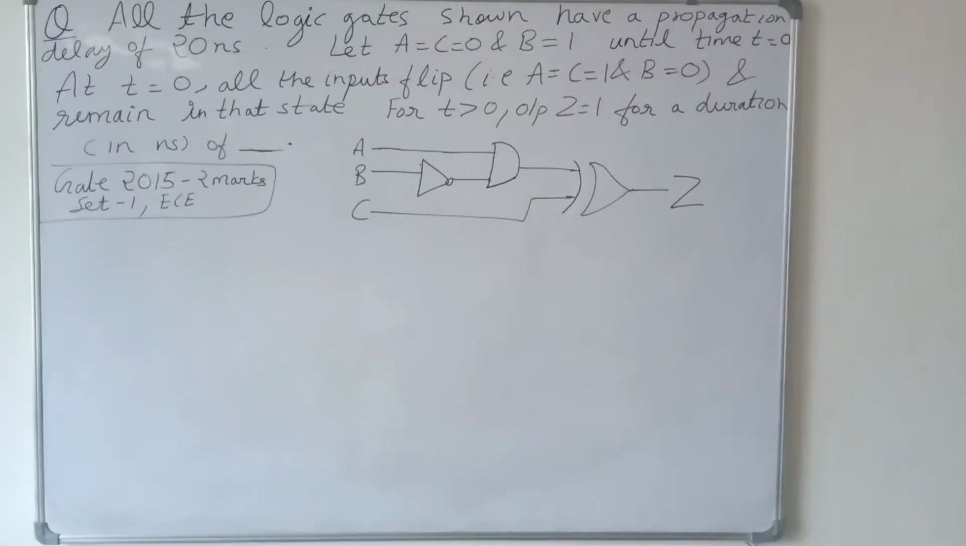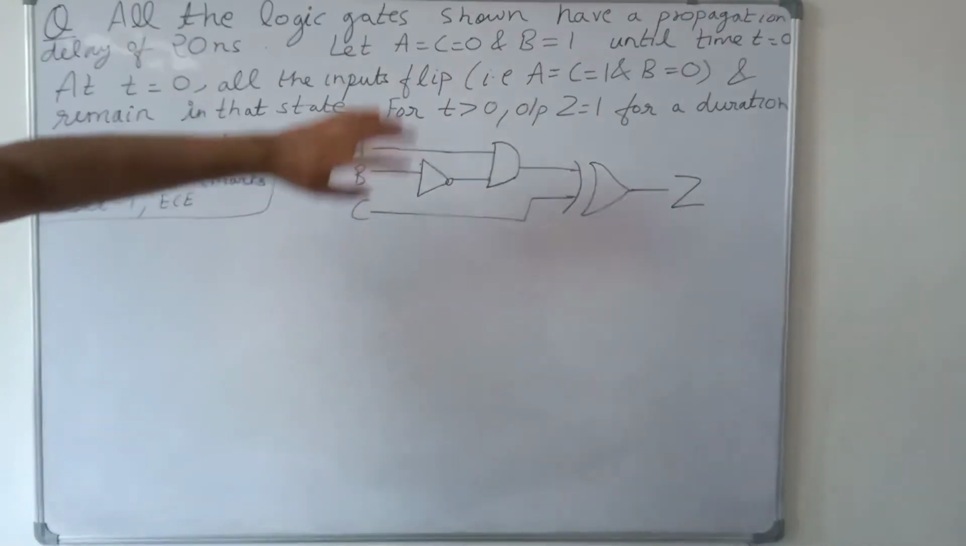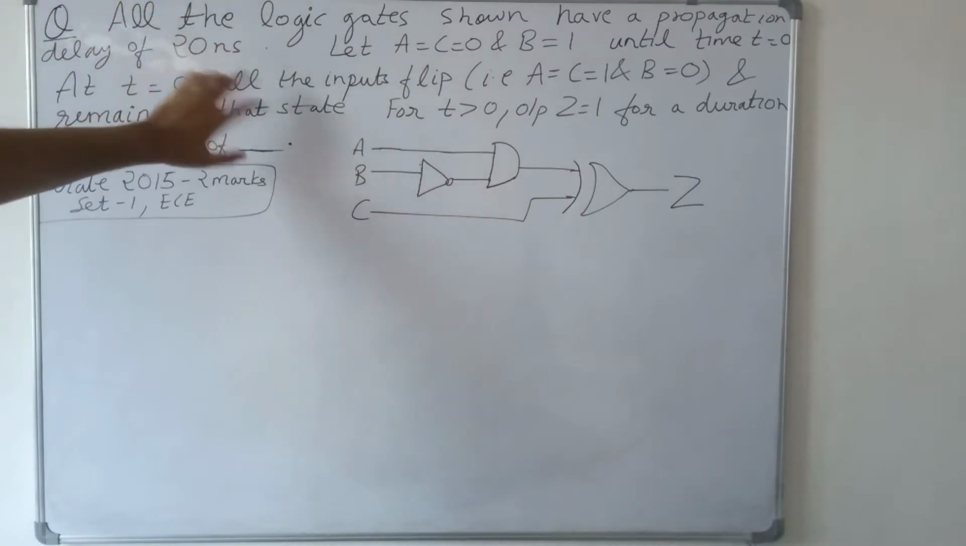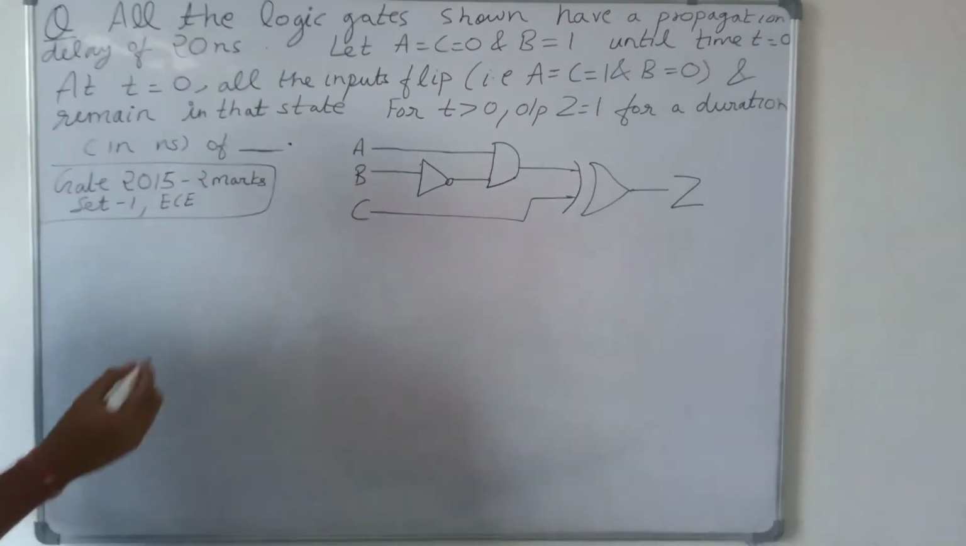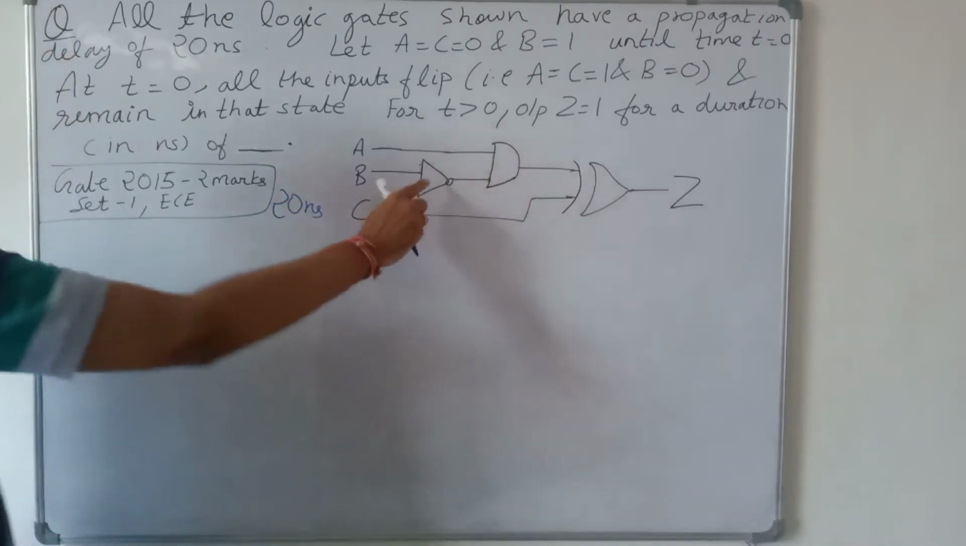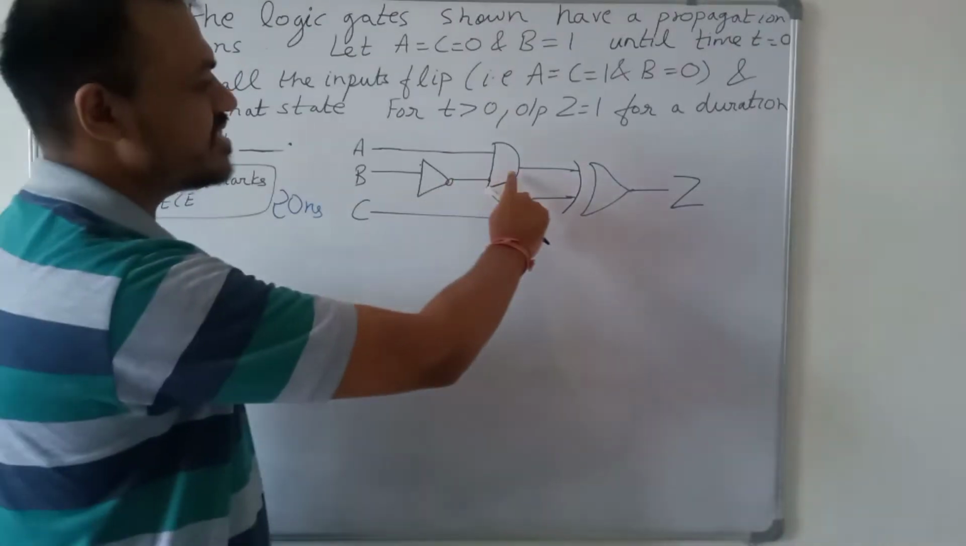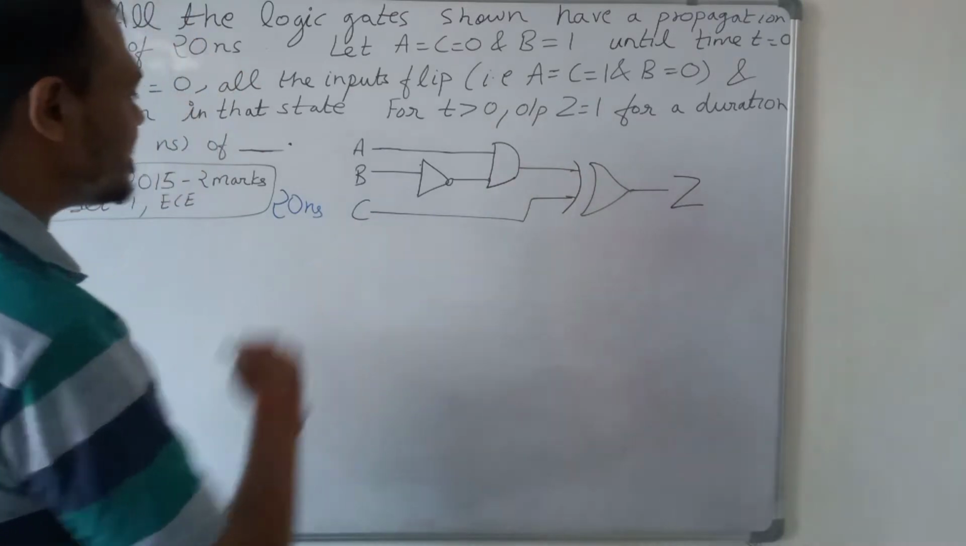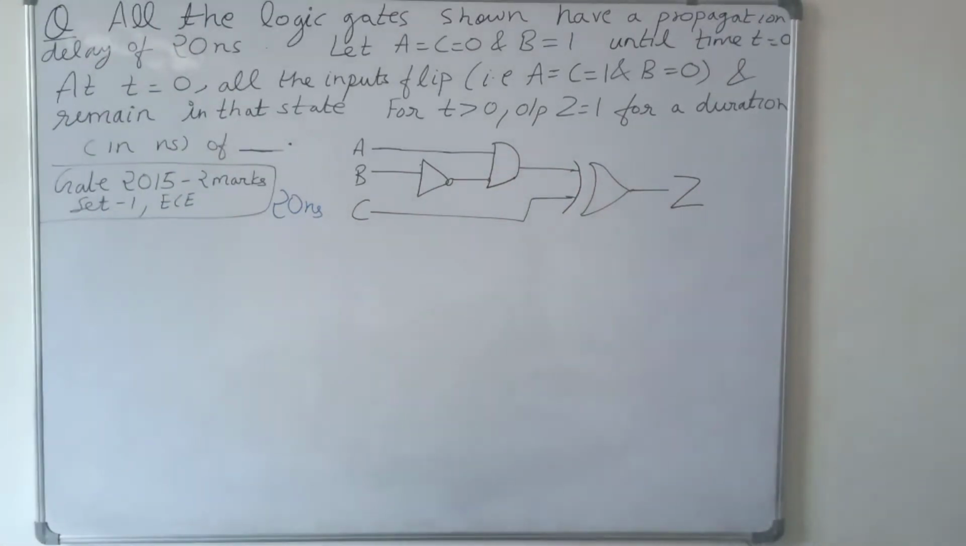So this question is from GATE 2015, 2 marks, Set 1, electronics branch, and it is based on the concept of propagation delay. All the logic gates shown have a propagation delay of 20 nanoseconds. This is a NAND gate, this is a NOT gate, this is an AND gate, this is an XOR gate. All these gates have a propagation delay of 20 nanoseconds.